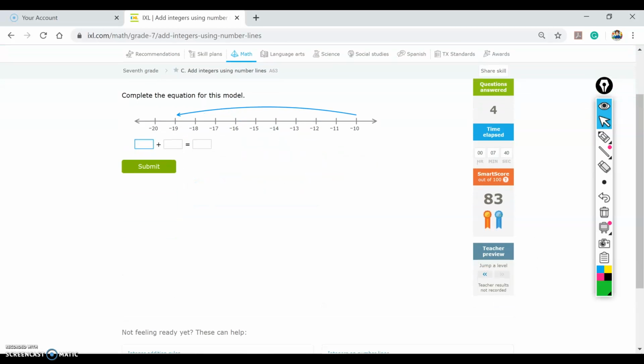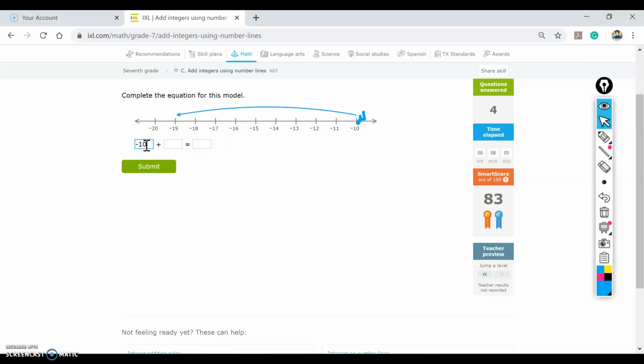Okay, so for this one, now they're actually asking you to write the equation for something like this. Now how can you do that? Well, if you think about it, the first number is always where you start, so wherever the arrow begins. So in this case, it begins right here, which is a -10. So the first number I will type here is -10. So let me type it.